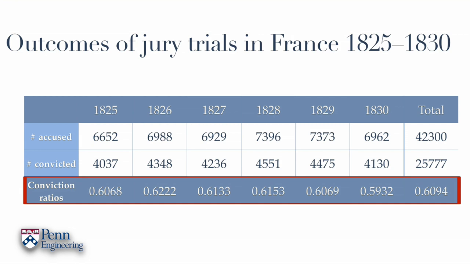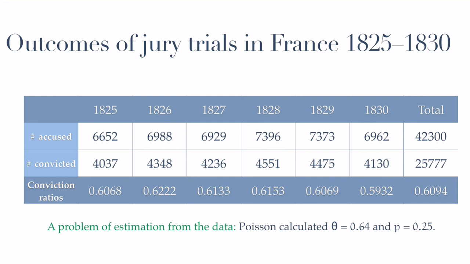And Poisson estimated from these data that theta was about 0.64, that about 2/3 of individuals who were accused were actually guilty, while p was about 1 in 4. The probability that a juror makes mistakes is 1 in 4. 3 out of 4 times a juror makes correct decisions. So we have now, at least in principle, a way forward.